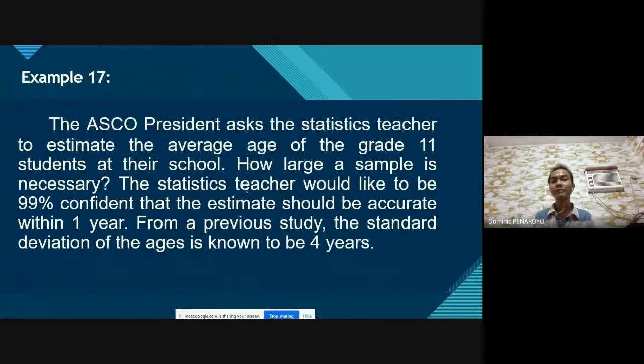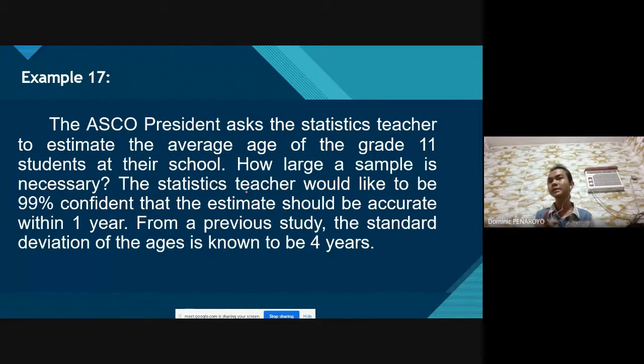Okay, so let's have this example. The ASCO president asked the statistics teacher to estimate the average age of the grade 11 students at their school. How large a sample is necessary? So again, we're tasked to find the sample size. The statistics teacher would like to be 99% confident that the estimate should be accurate within 1 year. From the previous study, the standard deviation of the ages is known to be 4 years. So ano yung kailangan natin na given sa paghanap ng sample size? So yun yung kailangan natin isipin.